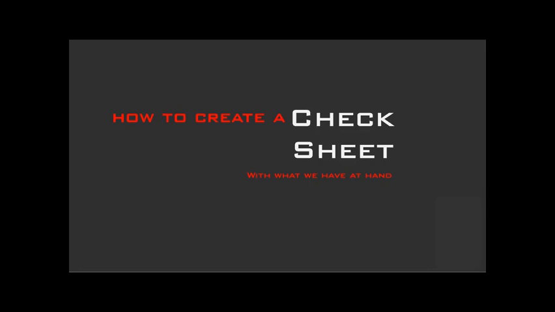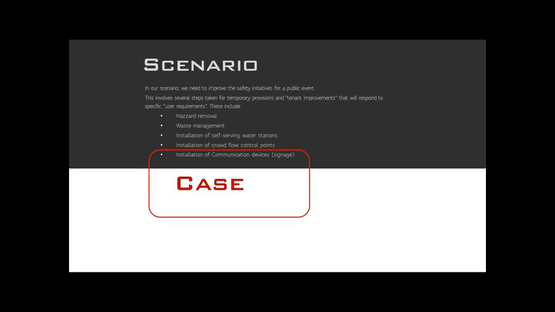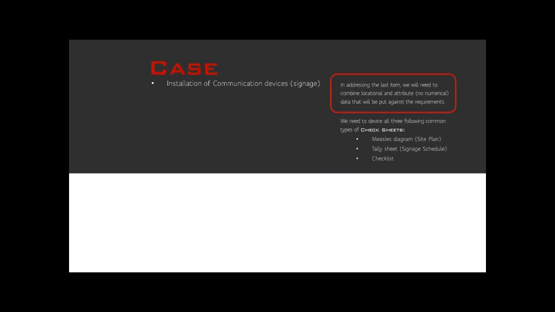Let's see now how we can create a tailored check sheet to fit a hypothetical scenario. In our Team Z scenario, we need to improve the safety initiatives for a public event, and this involves several steps taken for temporary provisions that will respond to specific user requirements. The last one in the list, which refers to signage, I will use here to demonstrate. In this scenario, a number of signs is ordered, delivered, and installed. This means primarily location and attribute data will have to be collected and put against requirements.